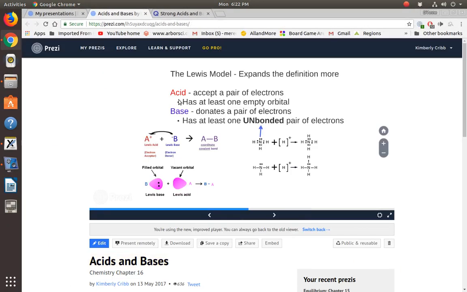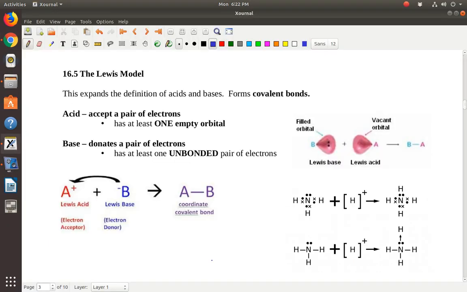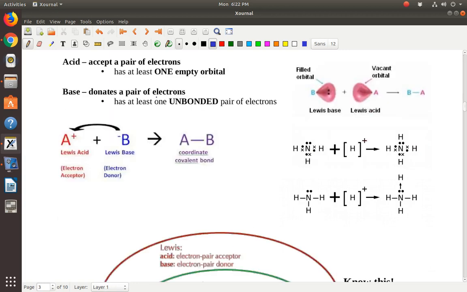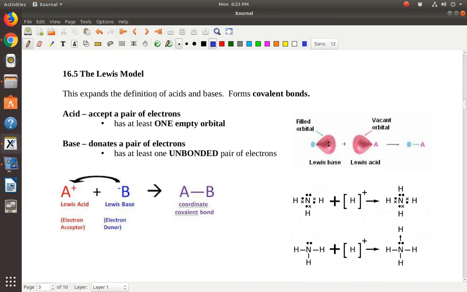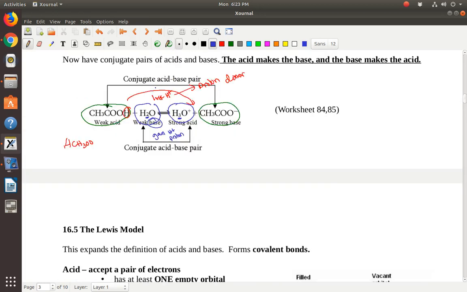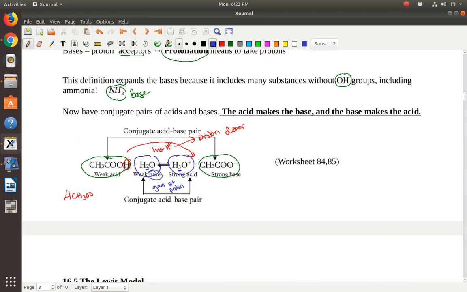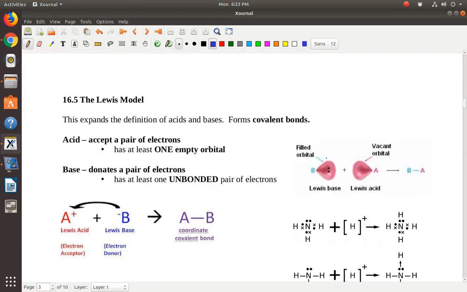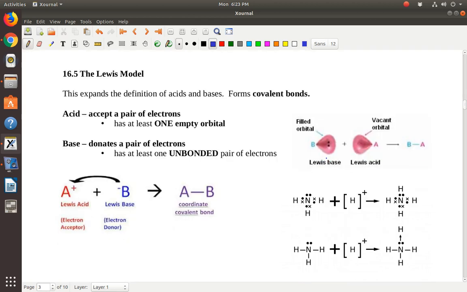Before we go on to that, let's go back to the notes. All right, so we're at the Lewis model. I told you about those. We're going to do some work in this worksheet in a bit. And then the Lewis model here expands the definition of the acids and base even more, and it forms covalent bonds. This is the most difficult to kind of visualize, so you just need to remember things about it.